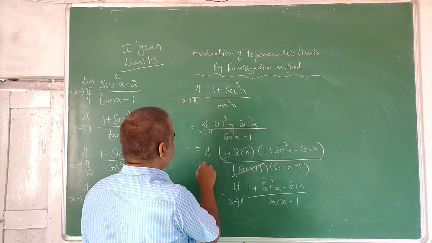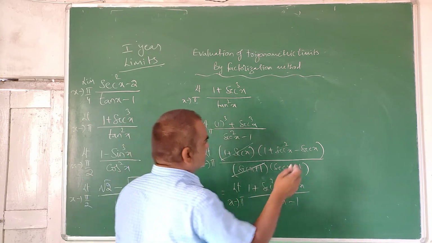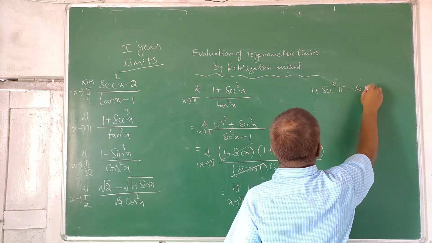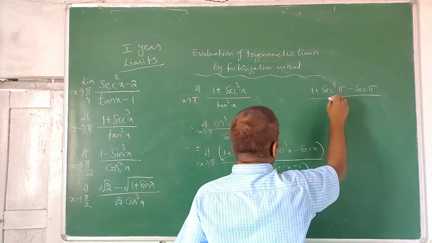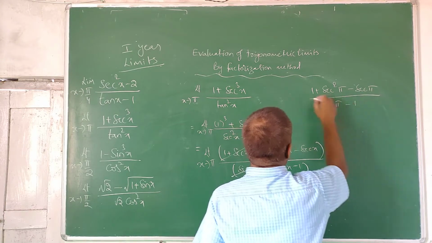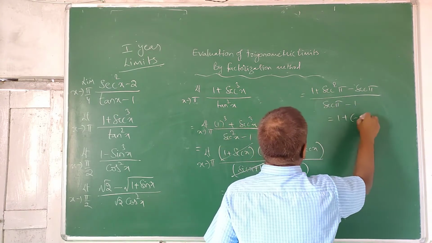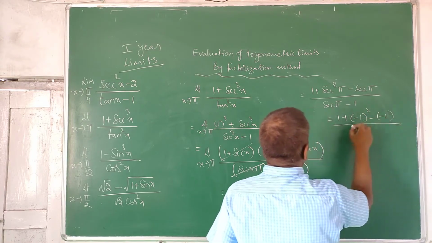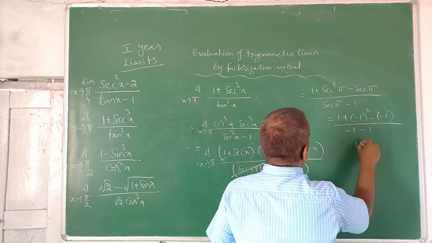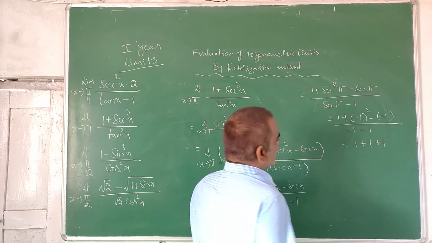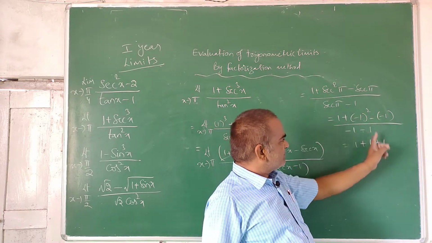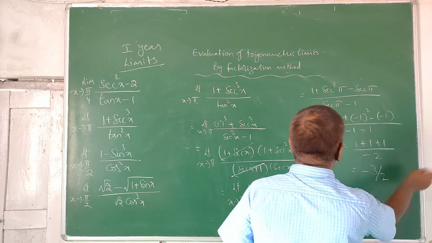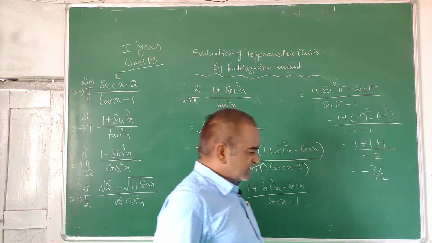Now you substitute pi in the place of x, then you get (1 plus secant squared pi minus secant pi) divided by (secant pi minus 1). So which is 1 plus (secant pi is minus 1) whole squared minus (secant pi is minus 1), divided by (secant pi is minus 1) minus 1. That is 1 plus 1 plus 1. Are you following? Minus 1 whole squared is plus 1, minus into minus is plus 1, by minus 2, which is equal to minus 3 by 2. So this is the answer.